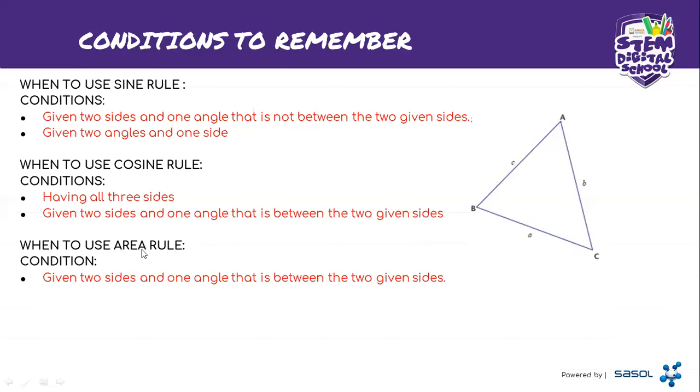And then the last one, where you have to calculate the area of a triangle, that triangle must have the following condition, which is given two sides and one angle that is between the two given sides. Can you see this condition is the same as this one of cosine? So it's very important for you to understand all these conditions, so that by the time you have to answer any question, whether it's 2D or 3D, you must be able to know which formula to use to calculate. All right, it's very important.